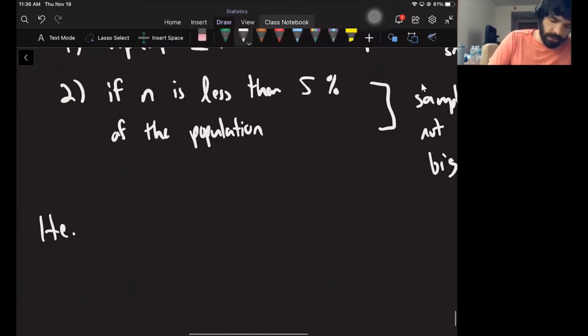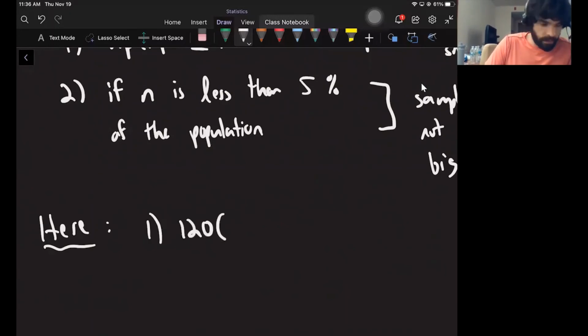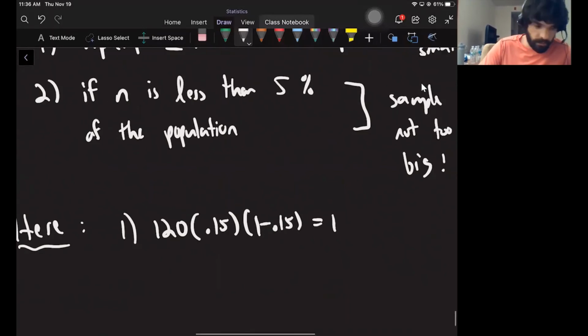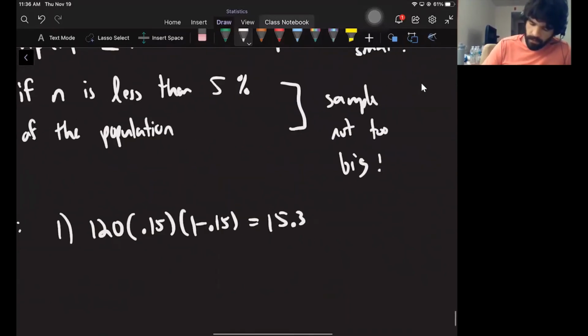So in the example we just did, I can do this check real quick. The sample size was 120. The population proportion was 0.15. So if I multiply this out, it'll turn out to be around 15.3, which is bigger than or equal to 10, so we're good.